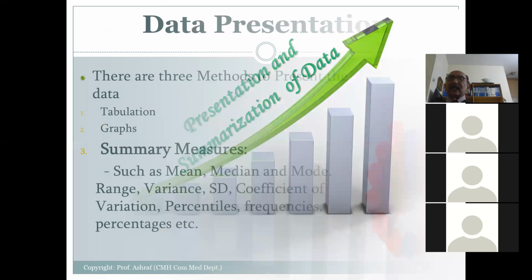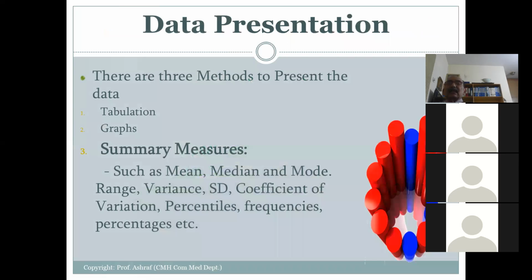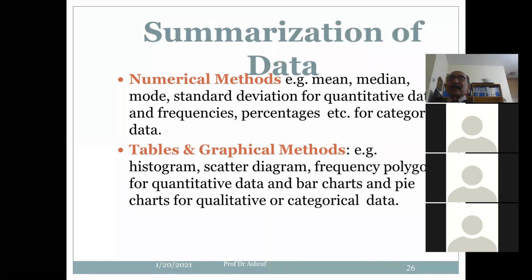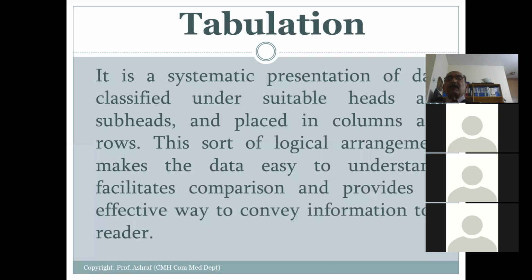Now, how will you present the data? You can present the data in the form of tables, graphs, that is the graphical methods, or you can present in the form of summary measures: mean, median, mode, standard deviation, etc. So numerical methods, mean, median, mode, standard deviation for quantitative data, and frequency and percentage for categorical data. Tables and graphical methods: histogram, scatter diagram, frequency polygon you can use for quantitative data, and bar chart and pie chart for qualitative or categorical data.